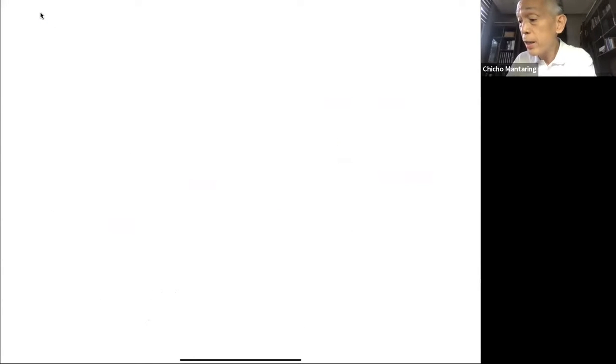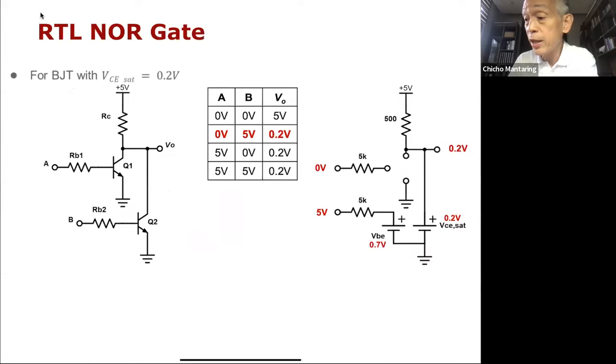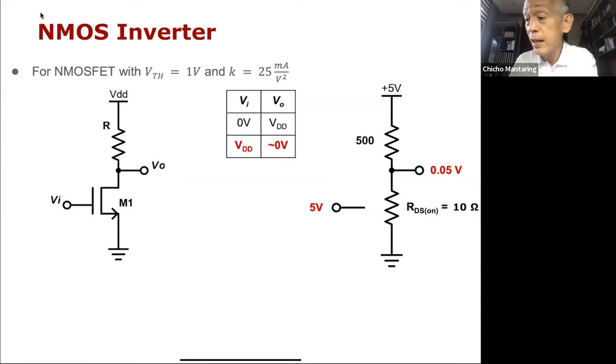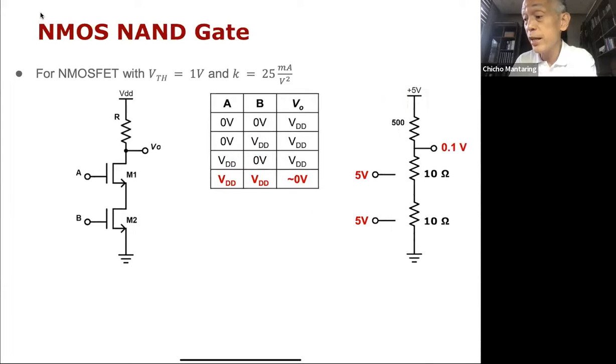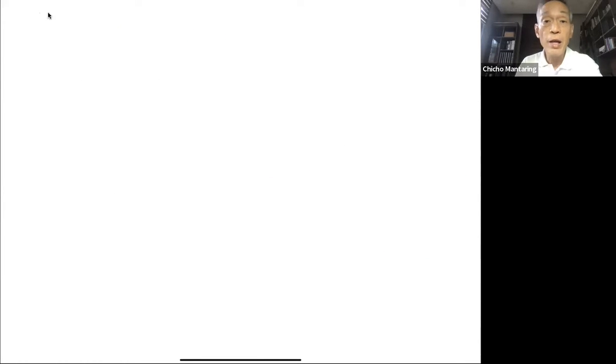So I'm going to stop there. Next time, we're going to study RTL, resistor transistor logic. So how to implement inverters, NOR gates, NAND gates. And then we're going to take up MOS logic, NMOS logic: inverter, NOR gate, and NAND gate. So that's it. That's all I want to cover for today.